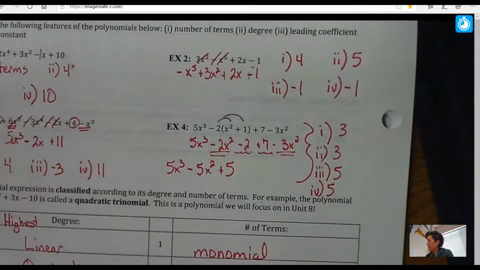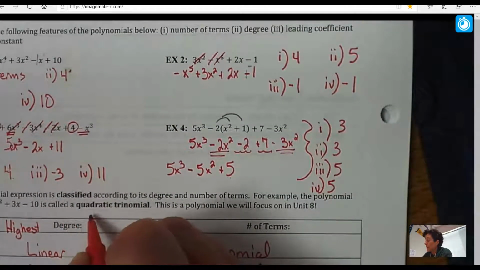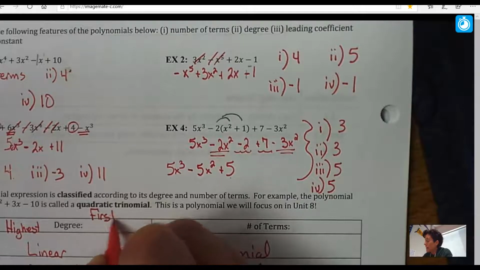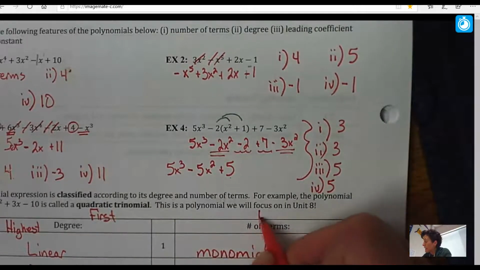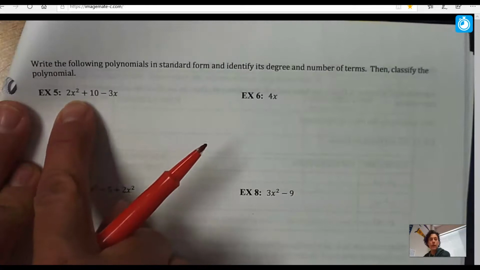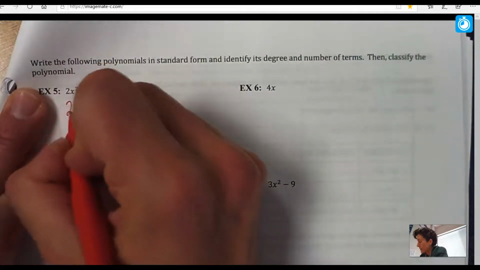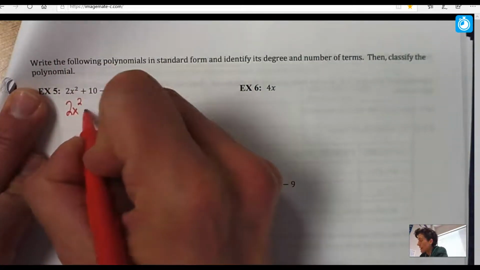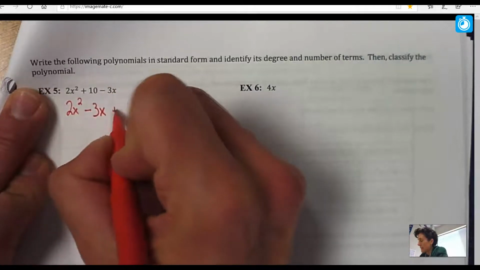All right, and just going back here, this tends to be the first name, the degree, and the number of terms is the last name. It really doesn't matter, but you usually would hear these words first and then that. All right, so let's put this one in standard form. So I want the x squared first, then the minus 3x, and then the 10.